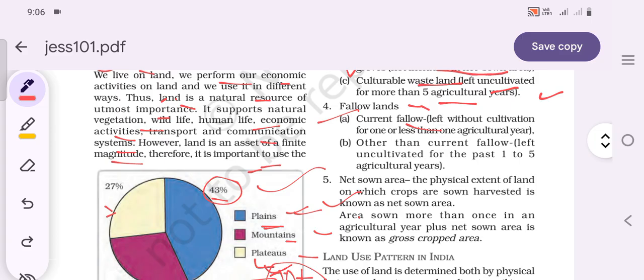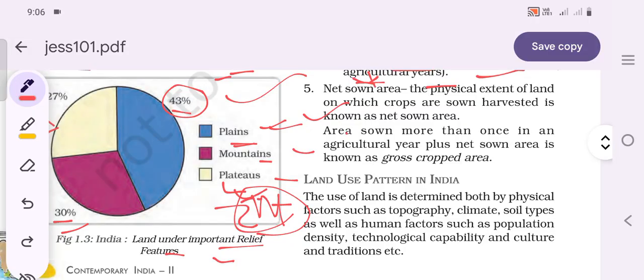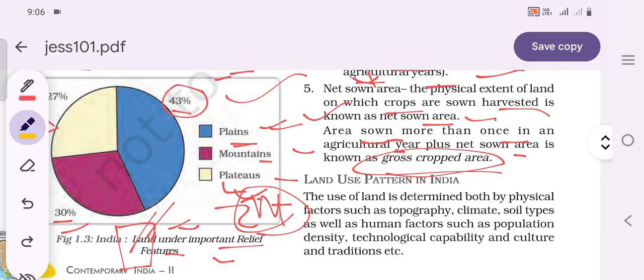What are fallow lands? Other fallow is land left without cultivation for one or less than one agricultural year. So fallow means leaving the land uncultivated. Then current fallow is left uncultivated for more than 1 and up to 5 agricultural years. Next, net sown area, highly essential. You may get it in an MCQ also. The physical extent of land on which crops are sown and harvested is known as the net sown area. Area sown more than once in an agricultural year plus net sown area is said to be the gross cropped area, highly essential. Gross cropped area means the area sown more than once in an agricultural year plus the net sown area.